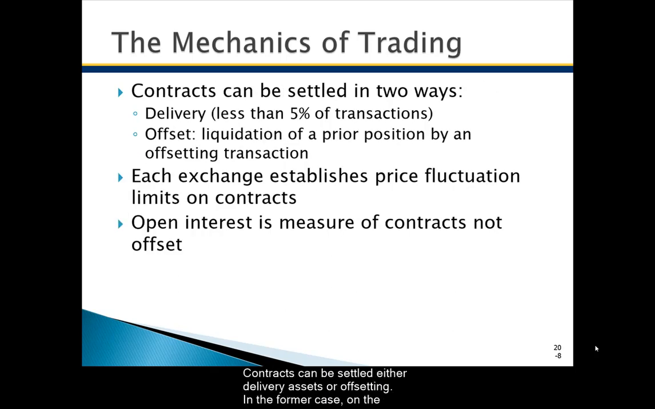Contracts can be settled either by delivering assets or by offsetting. In the former case, on the settlement date, buyers make payments and the sellers deliver the assets. In the latter case, buyers and sellers settle by taking an opposite position, so they do not need to go through a costly process of good delivery. More than 95% of futures contracts are settled in the latter way. Open interest is the number of existing futures contracts that are not yet settled on the exchange.